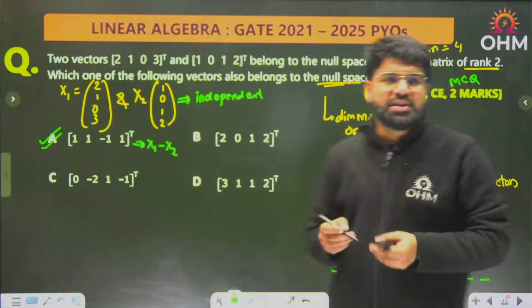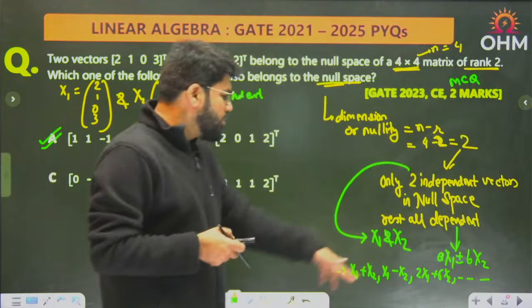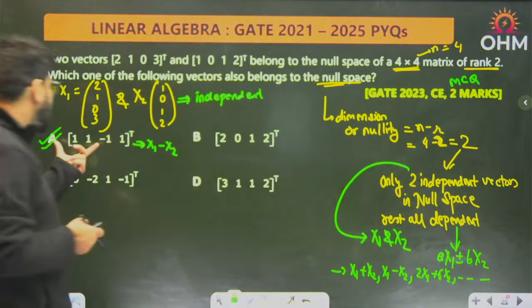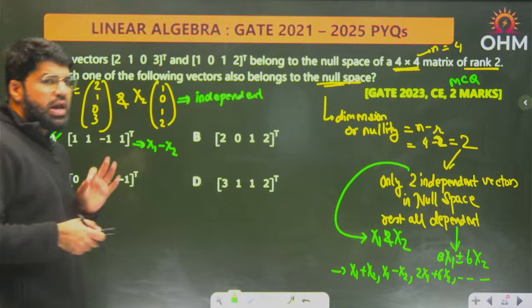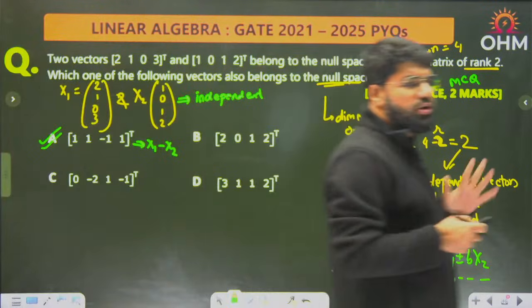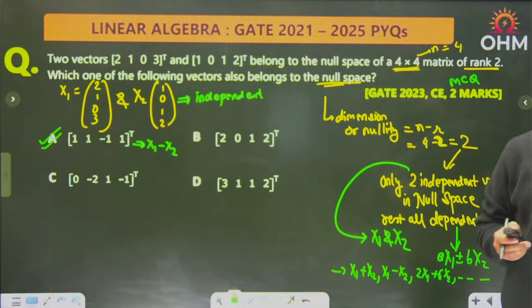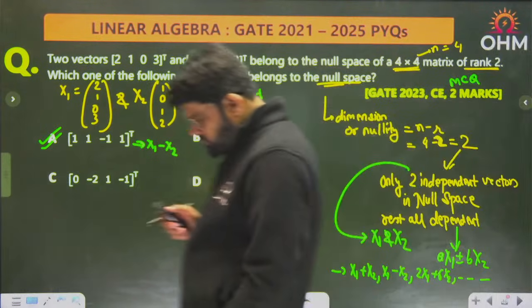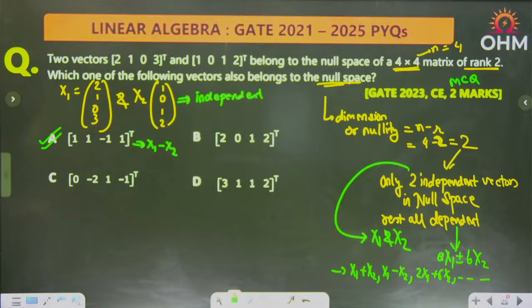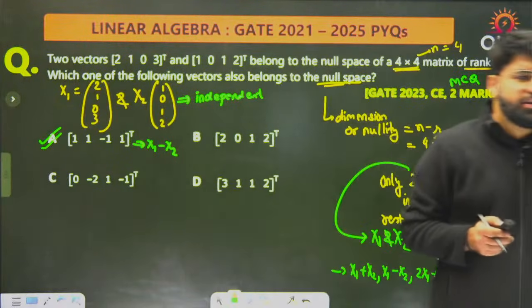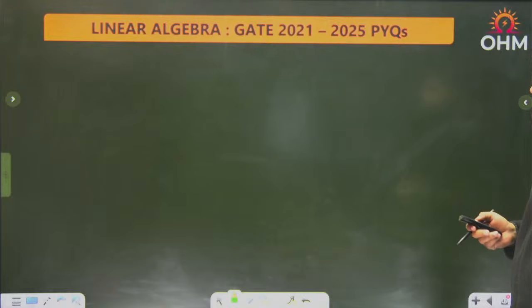And what is dependency? It may be x1 plus x2, x1 minus x2, 2x1, 6x2, any sort of dependency can be there. So option A satisfies: x1 minus x2. And because it is an MCQ question, I will not check any other option. That's it. Option number A. Next question.